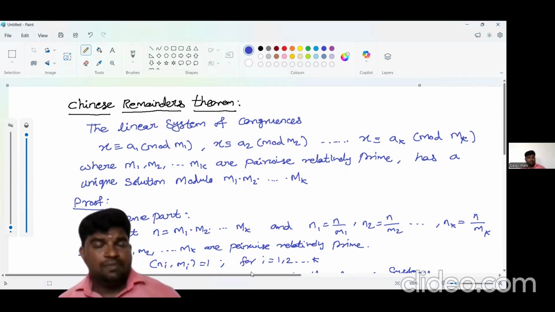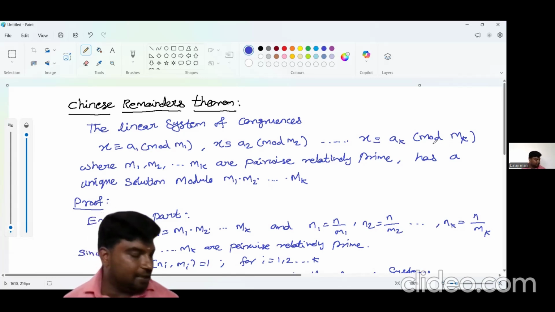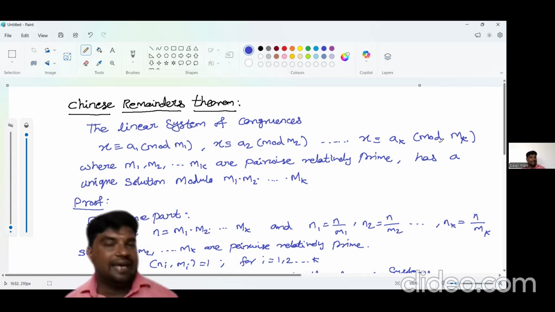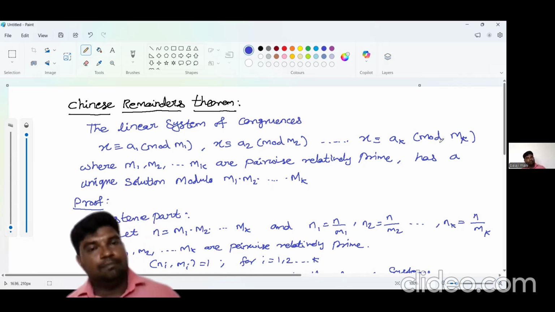So, go to the next topic. We can solve the system of linear congruences. A system of linear congruences means x ≡ a1 mod m1, x ≡ a2 mod m2, ..., x ≡ ak mod mk. So this is called the system of linear congruences.